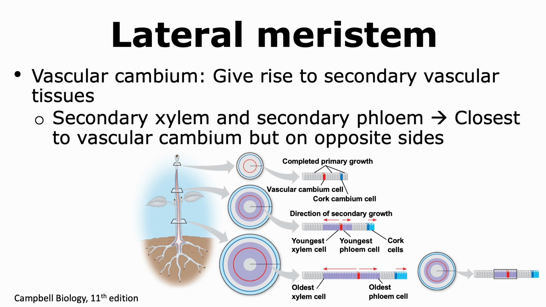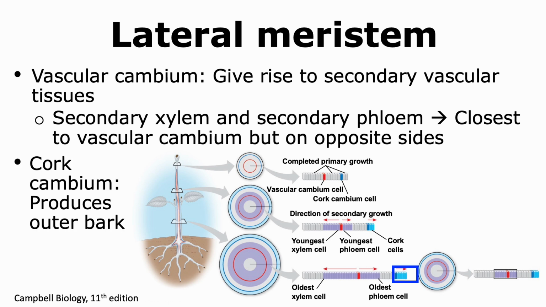As shown in the picture, we can see the vascular cambium cell, and the cells that will form the secondary xylem are towards the inner side of the vascular cambium, while the cells that will form the secondary phloem are on the outer side of the vascular cambium. The secondary xylem grows more and more inwards, where the oldest xylem cell is much more inner in the stem compared to the younger xylem cell. Similarly, the phloem grows outwards, where the oldest phloem cell is most outwards, while the younger ones are more inwards and nearer to the vascular cambium.